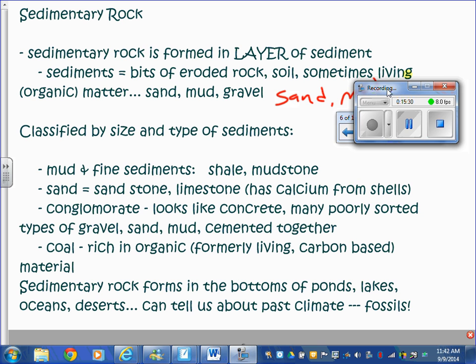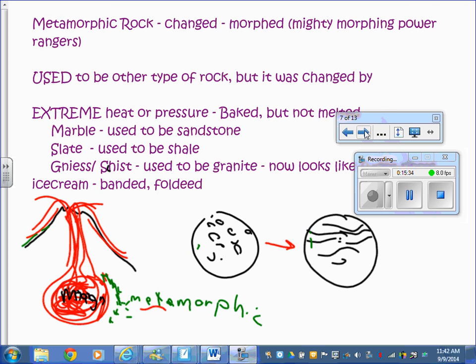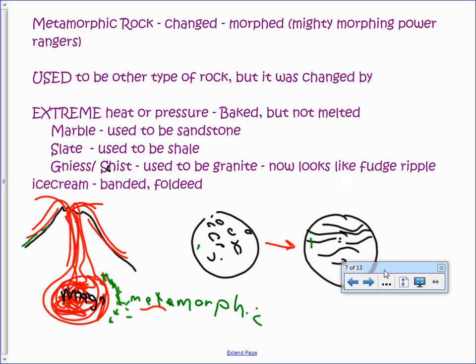Okay, and now our third rock type. Our third rock type is metamorphic rock. Metamorphic rock is changed or morphed, like the Mighty Morphin Power Rangers, right? Metamorphosis, like a butterfly. Metamorphic rock. So it is rocks that started out as one of the other rock types and was changed by extreme heat or pressure.